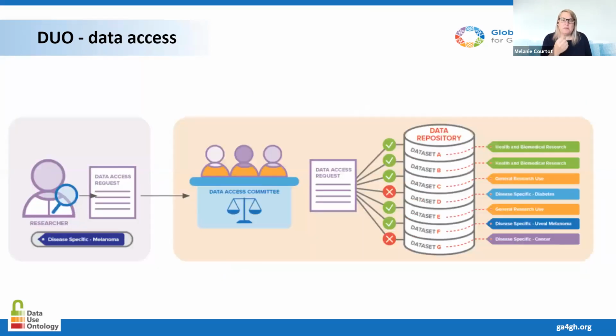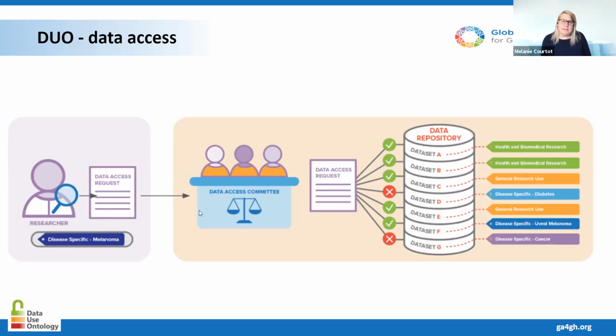On the other hand, for the data request, on the next slide, please. As a data requester, you're a researcher studying melanoma, so you would fill in a data access request saying, I'm looking for that DUO term, data sets that are consented for melanoma research. That goes to a data access committee that can match your dark navy label with the existing label on the data repository. Instead of having to read text requests and match different heterogeneous statements on data sets, this just becomes label matching for the data access committee. And Jonathan will show a little bit more how that looks in practice.